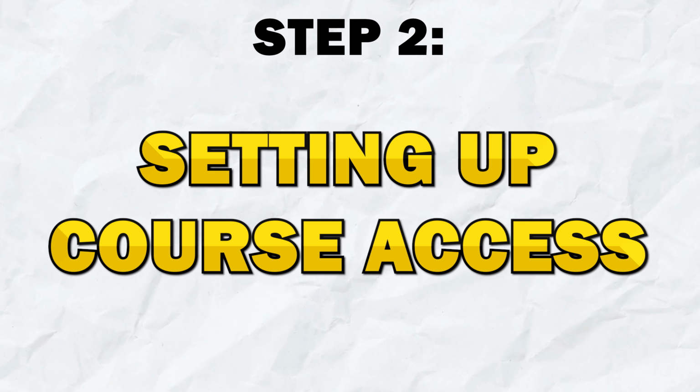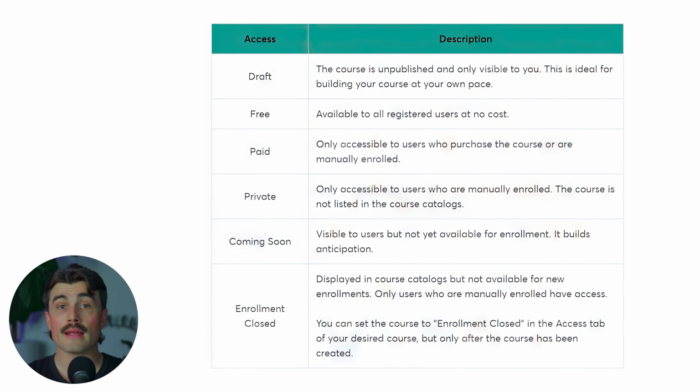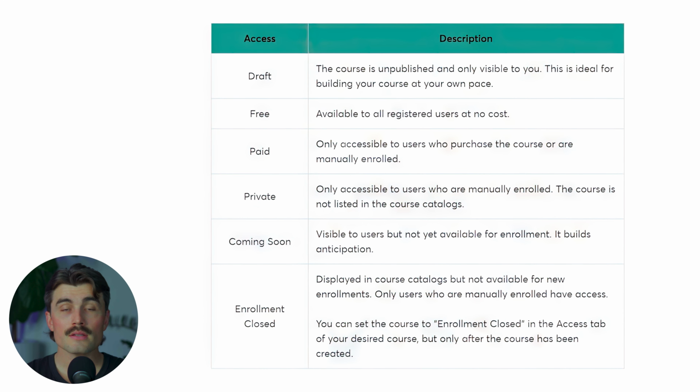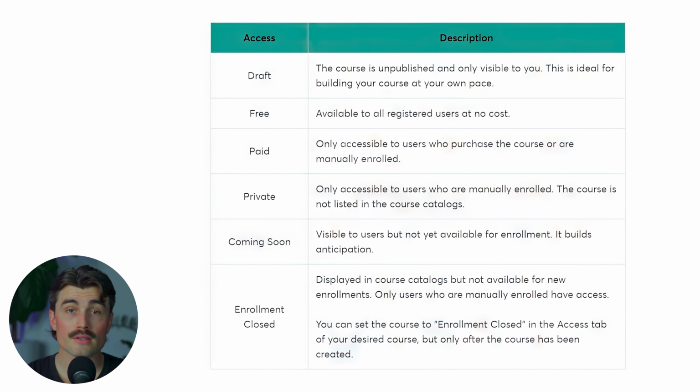Step 2, setting up course access. So now that your course has a name and description, you need to decide how people will be able to access it. This is important because it not only affects who can see your course, but also how you'll make money from it if that's your goal.